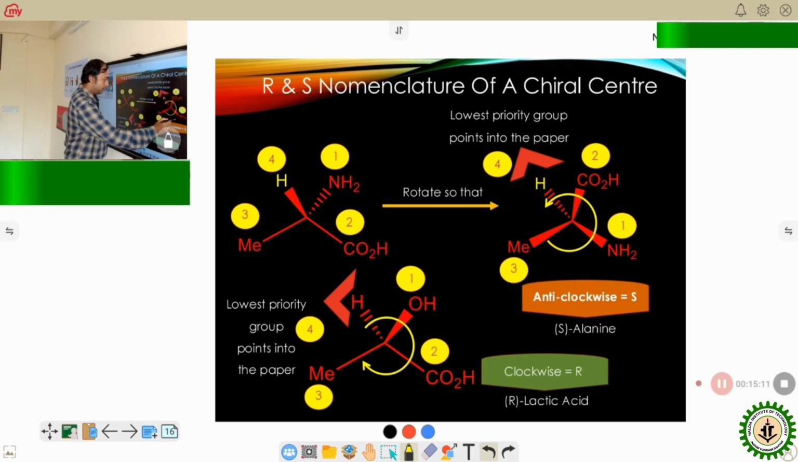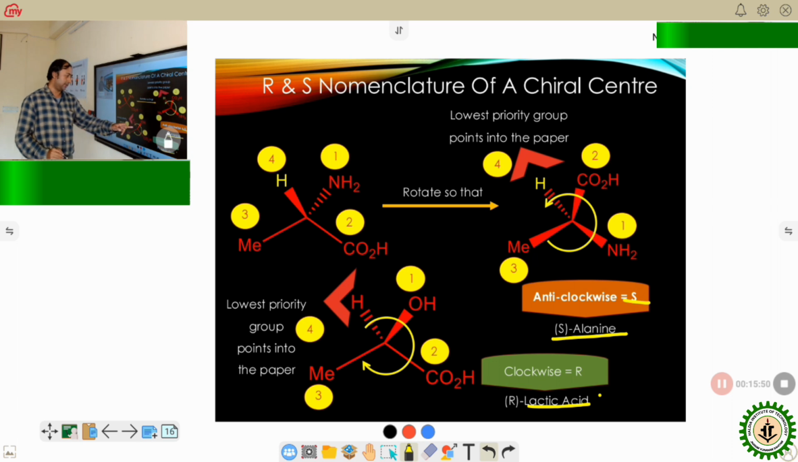Now we have amino here, NH2 is 1, this is 2 and 3. Now I mentally think of the direction of rotation, and we see this is anti-clockwise, 1, 2, 3. So that is designated as S, and the name of the compound is alanine. Now in this other case, we see the lowest priority group is behind the plane, pointing into the paper. Now 1, 2, 3, the rotation is clockwise. So this is R, and this is R lactic acid. We see S alanine and R lactic acid are two enantiomers. So this is the way to designate the chiral carbons.